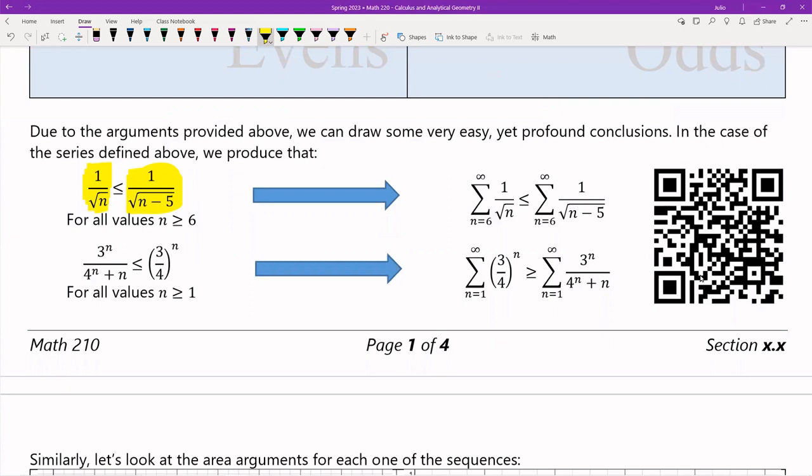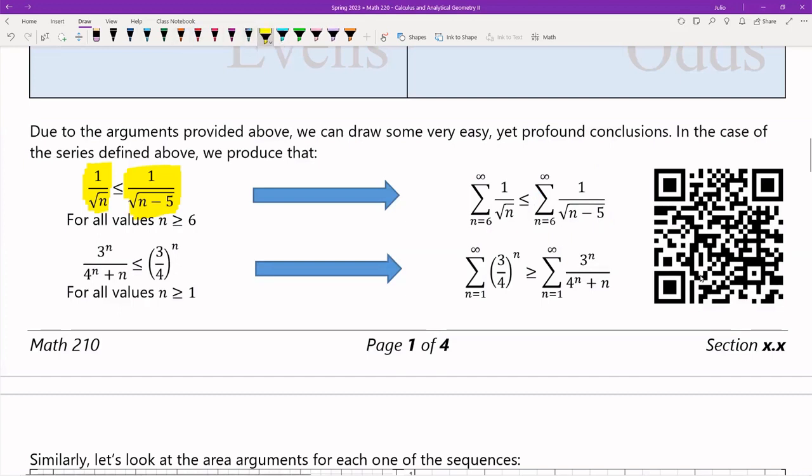Okay, so just follow along here. If every one of my 1 over root n terms is smaller than the 1 over root n minus 5 terms, and this is the relationship between every single term in my series, then this statement must be true: the summation of the smaller terms must be smaller than the summation of all the bigger terms.